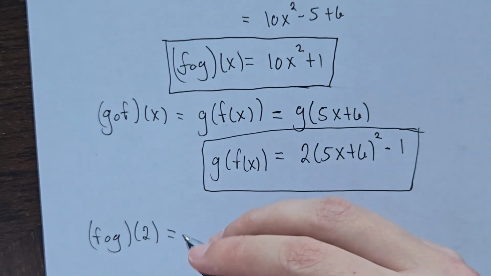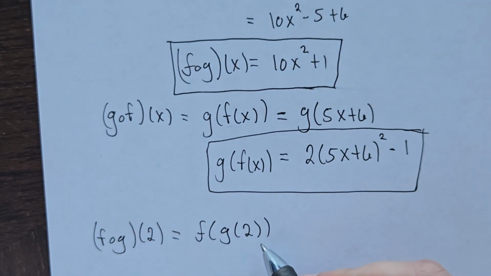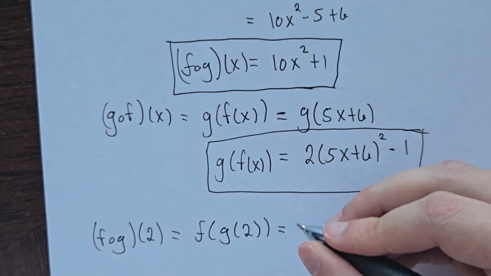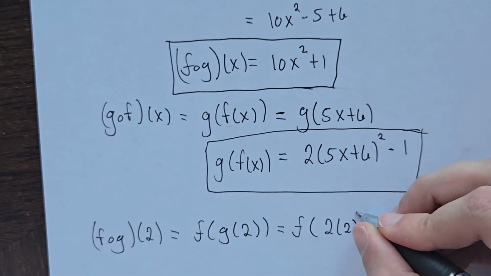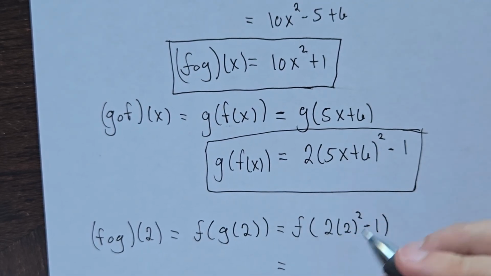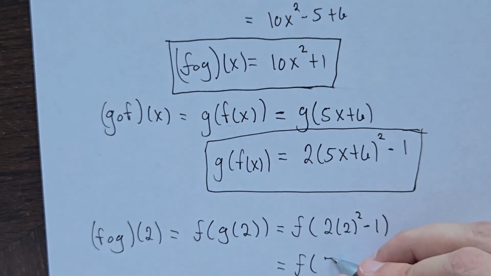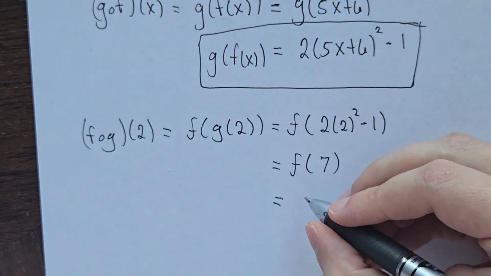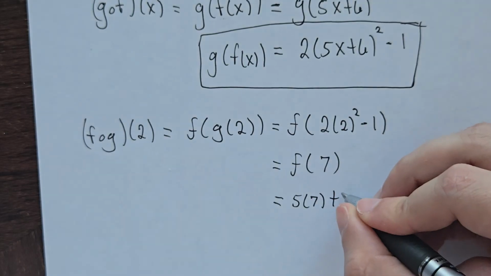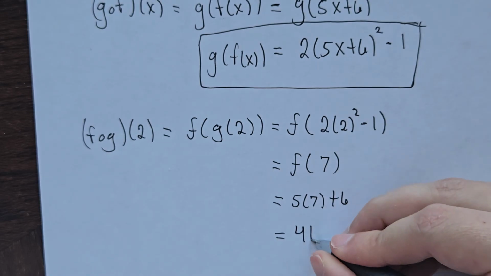But if you don't have this piece, what you could do instead is you could do f of g of 2 and then evaluate g of 2 and then use that to evaluate f. For example, g of 2 would be 2 times 2 squared minus 1. Well, 2 times 2 squared would be 8, and then 8 minus 1 would be 7. And then I could input 7 into the f function. Well, f of 7 would be 5 times 7 plus 6. 5 times 7 would be 35, and then plus 6 would be 41.